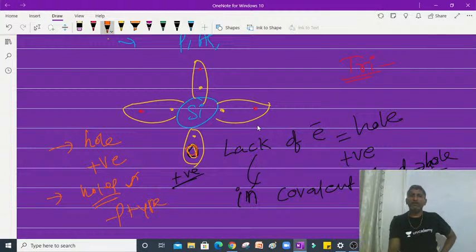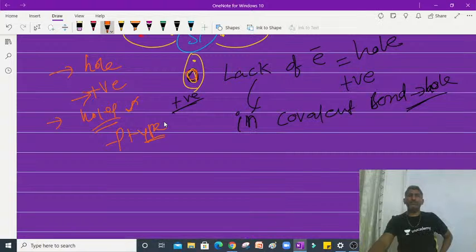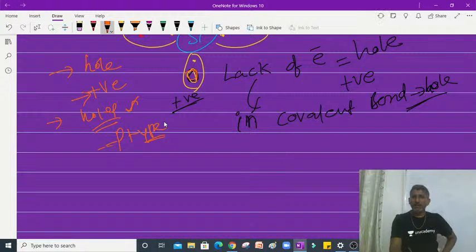Why is it p-type semiconductor? It is carrying positive charge. So that is the reason why it is p-type semiconductor. Positive charge is the majority here. That is the reason why it is called p-type semiconductor, students.